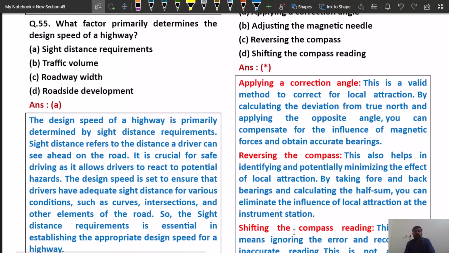What factor primarily determines the design speed of highway? Options are given: sight distance requirement, traffic volume, roadway width, roadside development. To find the design speed of highway, primarily we determine the sight distance requirement. Sight distance requirement will give the idea of how much distance there will be for the drivers to react. So correct option will be option A, sight distance requirement. Now proceeding on next question.